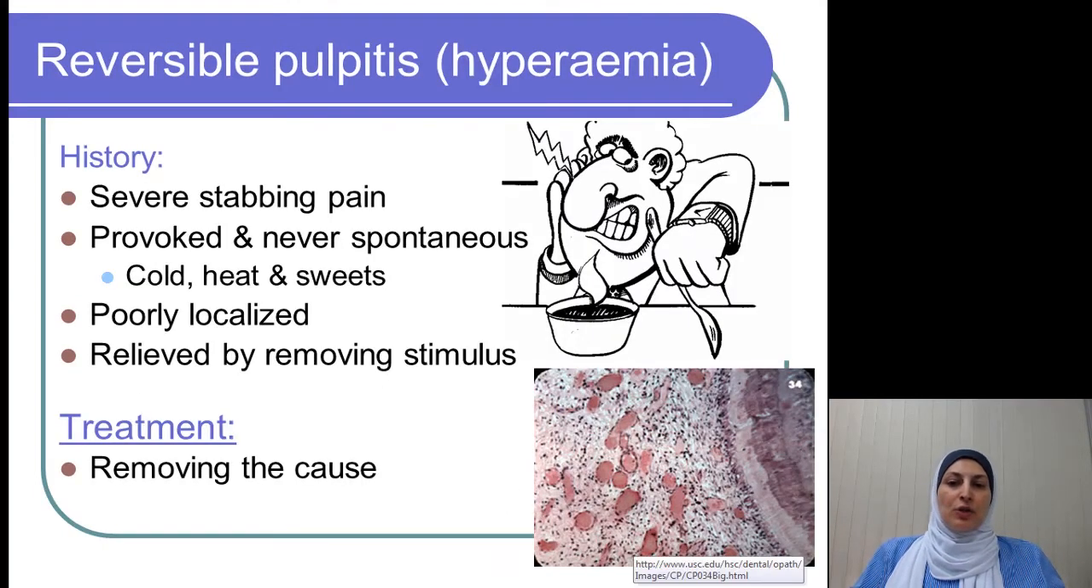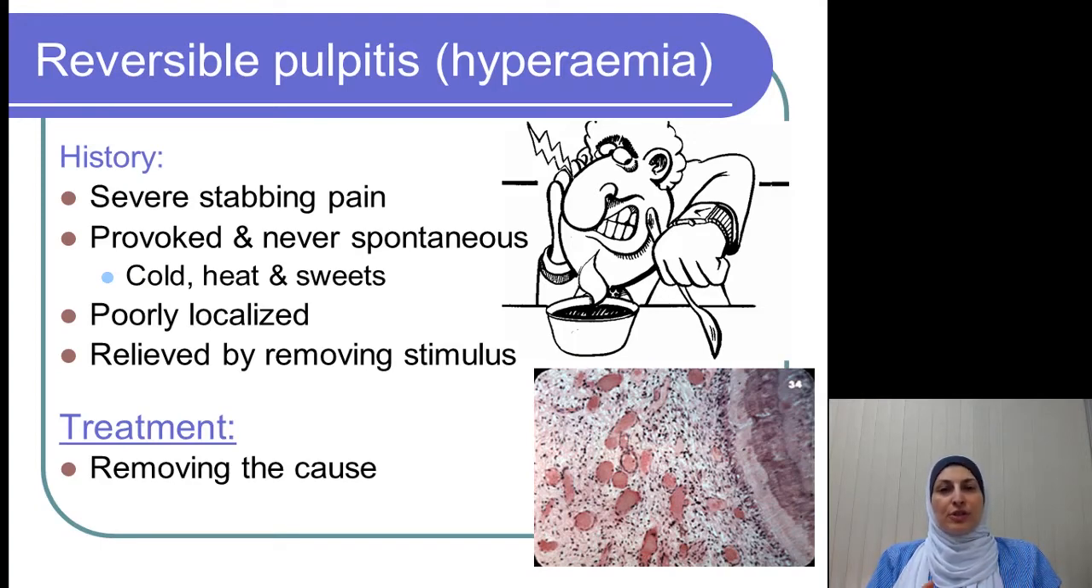The second condition that the patient might come to your clinic complaining from is reversible pulpitis, or the presence of hyperemia, where the blood vessels are dilated. There's an irritation to the pulp, probably a carious lesion, bacteria that are invading the pulpal tissues. So there is an inflammation. This inflammation is still within the repair. There is still a chance for a repair and for it to return back to normal.